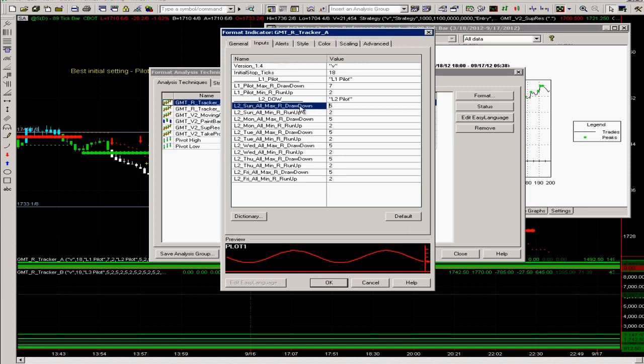You can change this to 7. So basically, if Sunday drops 1050, it'll turn off. If Monday does, it'll turn off. If Tuesday, that's the value you've set.